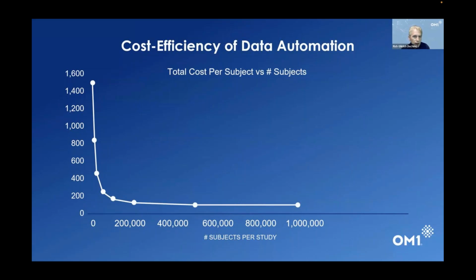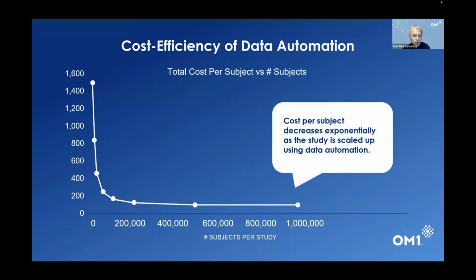And what you can see is that as we increase the number of patients using data automation, the cost curve improves exponentially, and it improves exponentially early on. So what we're seeing is that the technology scales incredibly well, that even at lower numbers of patients, at the 2,000 patient level, the costs are highly competitive and may be better than traditional means.